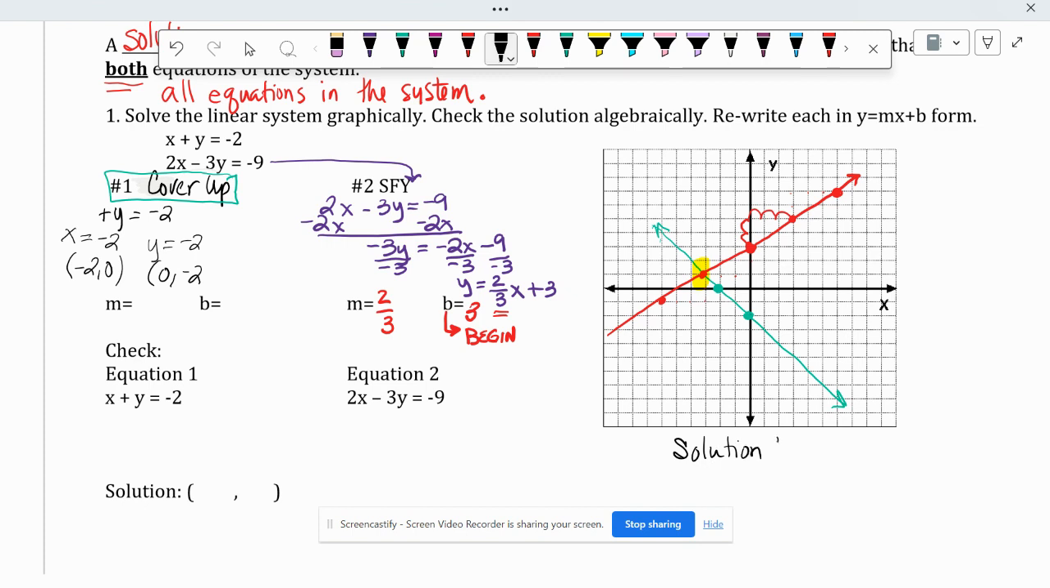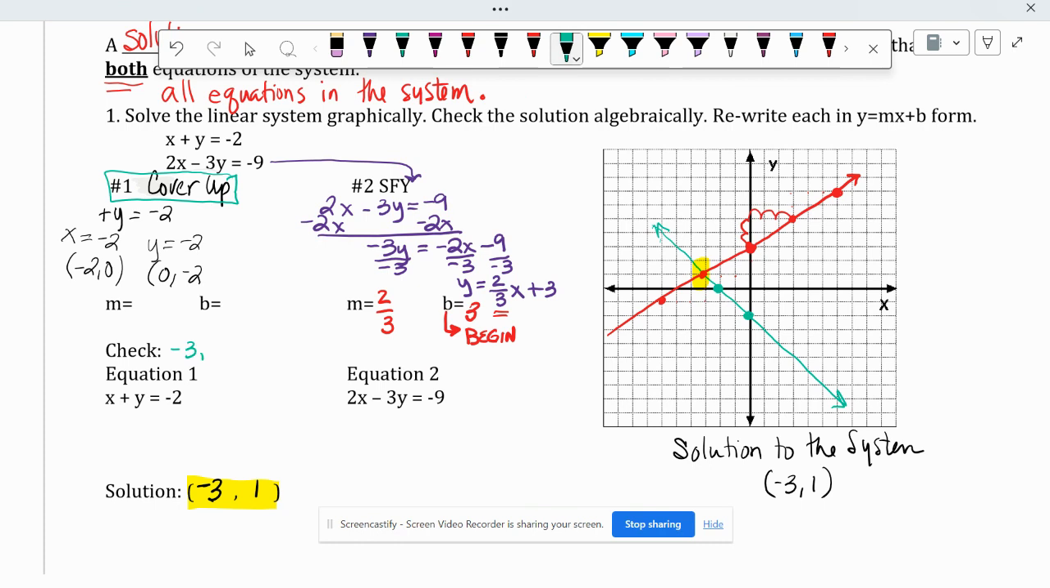So the solution to the system, remember, it's an ordered pair, and this is the ordered pair negative 3, comma 1. So let's talk about what that means. And I see that there's a box down here for my solution, negative 3, 1. So what that means is the ordered pair negative 3, 1 works for both equations, meaning it makes them true.